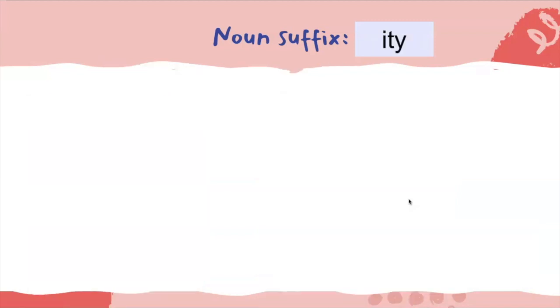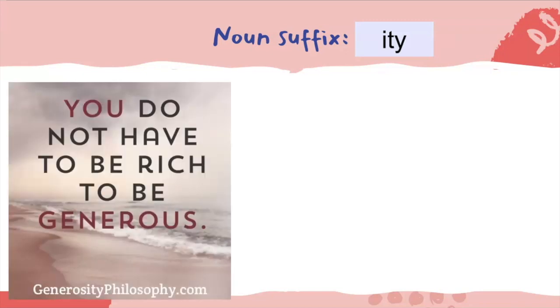Here comes another noun suffix, ity. And again, I will be using two quotes to illustrate the examples. The first one, you do not have to be rich to be generous. That means you don't have to be rich to make yourself a generous person. So generous here is an adjective to describe a person who is willing to share. So once you want to share or you are willing to share, you are generous. You don't have to be rich.